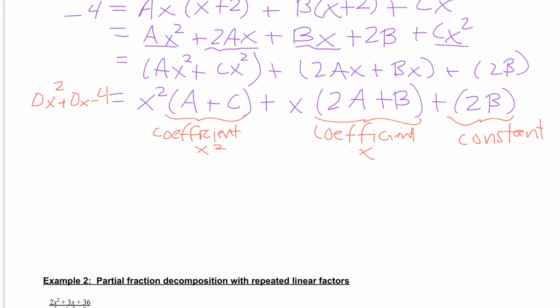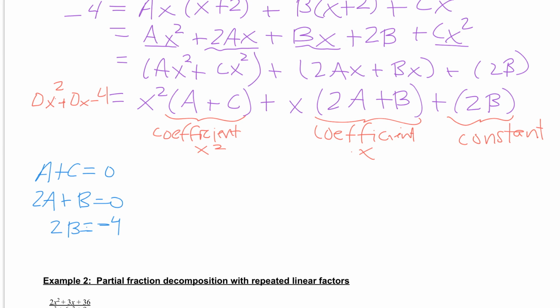So what we can do is set up our system of linear equations. So we have A plus C, since that's our coefficient of x squared, that has to be equal to 0. So we can say A plus C equals 0. Then this 2A plus B, that's our coefficient of x, which has to be 0. So 2A plus B has to equal 0. And then finally, this 2B, that has to be our constant, which is negative 4. So we know 2B has to equal negative 4.